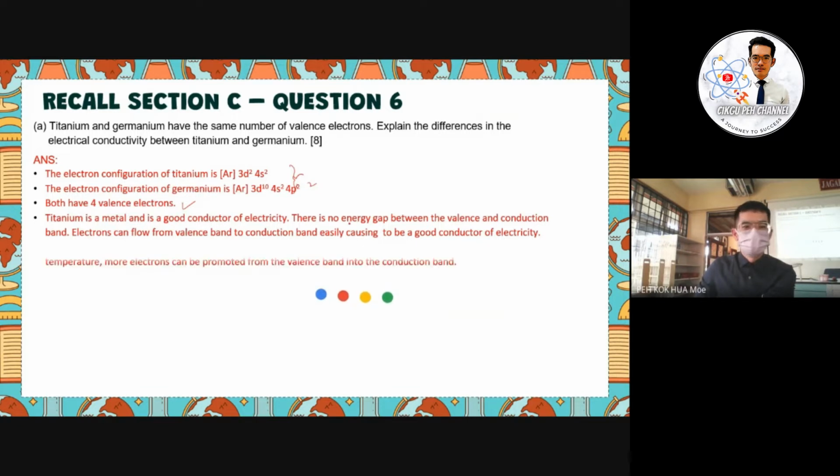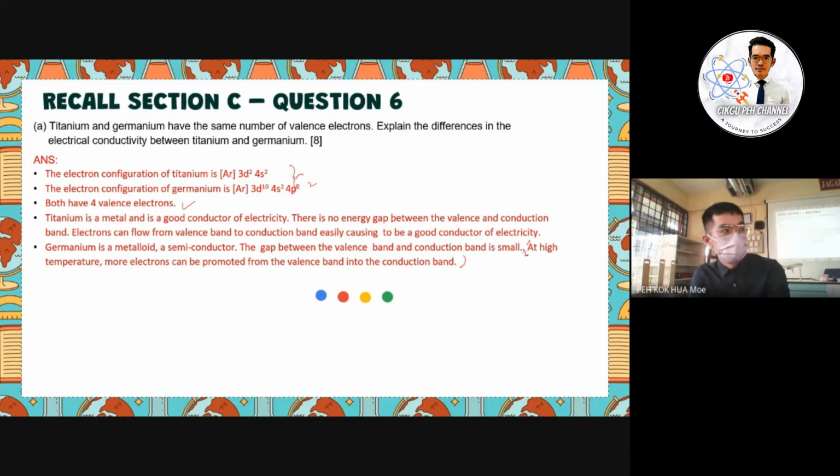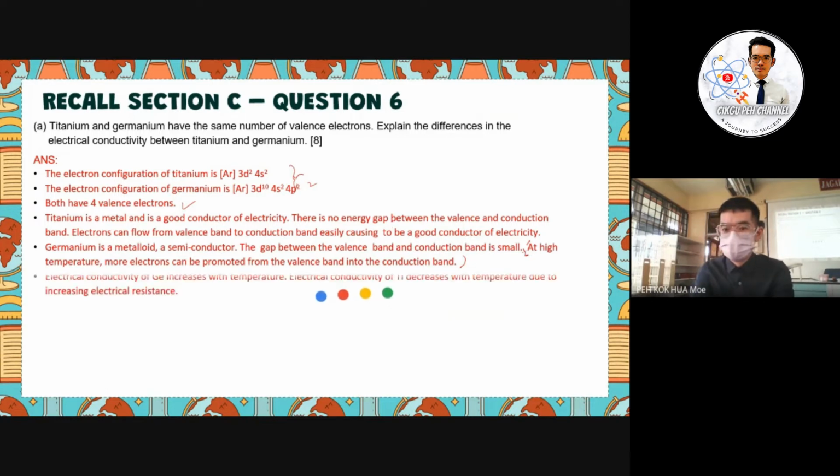For the last discussion, we discussed titanium. It is a good electrical conductor, so there is no energy gap, right? Germanium is a metalloid, so it has a small gap between the conduction and the valence band. And we discussed that temperature will affect the conductivity of the semi-metal and metal in the question.